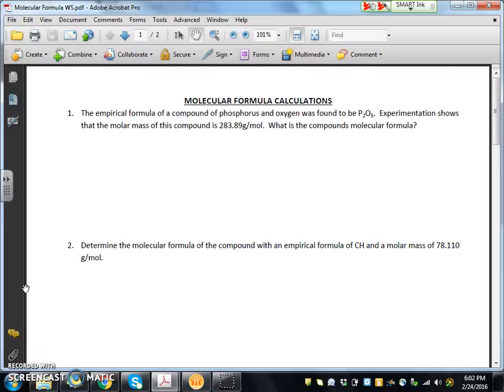Now that we've actually learned how to calculate the empirical formula, we can take it one step further and begin to look at molecular formula. The definition for molecular formula is the actual number of atoms in a compound. That is the definition of molecular formula. So once you've determined the empirical formula, you can use the mass of your empirical formula and the mass of your molecular formula to determine what the actual formula is.